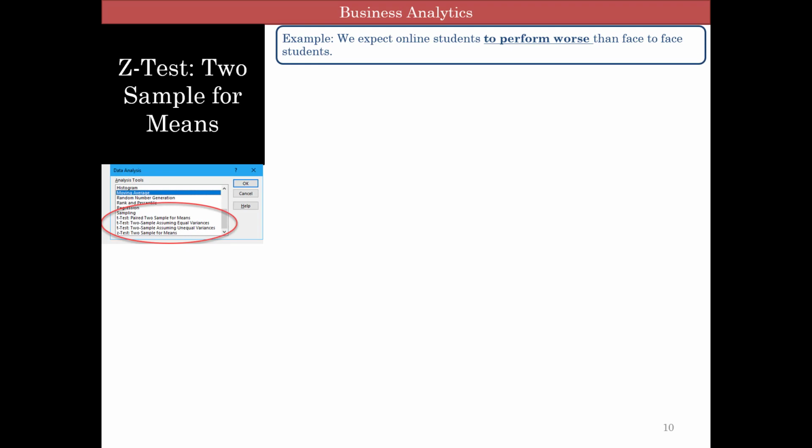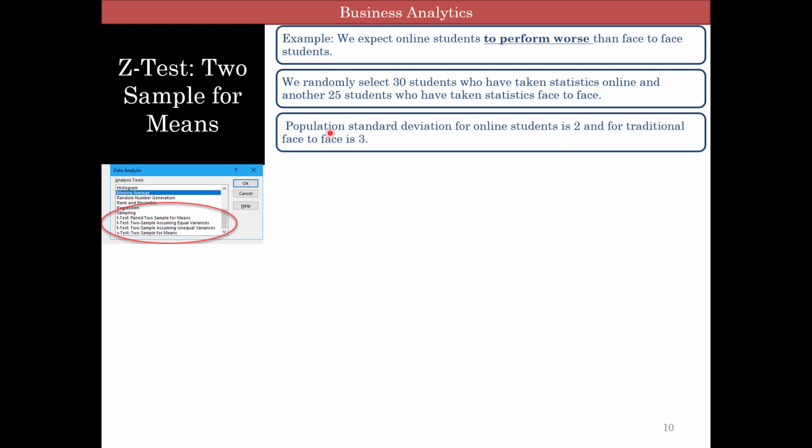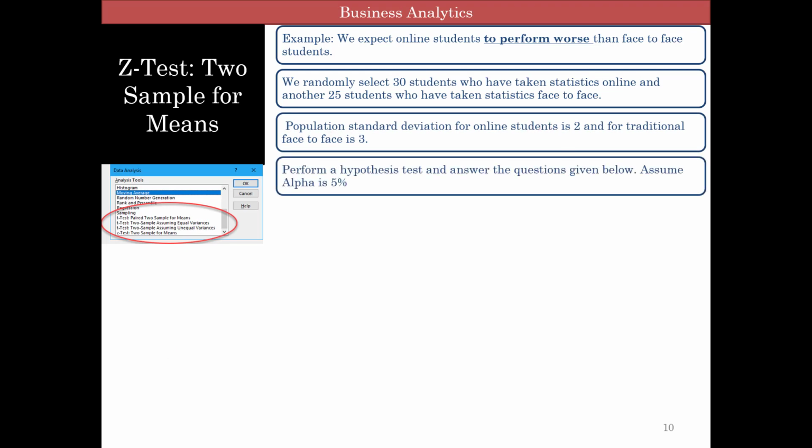So I'm going to go over pretty quickly the next few questions, which are going to be very similar. The steps are going to be similar, except now one is a lower tail test, another one is an upper tail test. So we expect online students to perform worse than face-to-face students. And now again, we are taking data. 30 students online, 25 face-to-face. Population standard deviation is given. And you are asked to perform a hypothesis test and assume alpha is 5%.